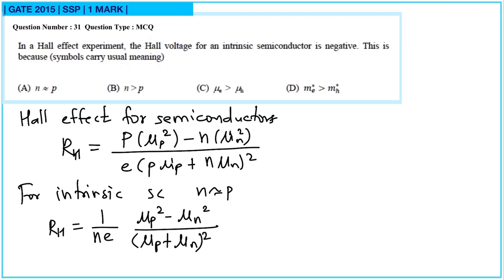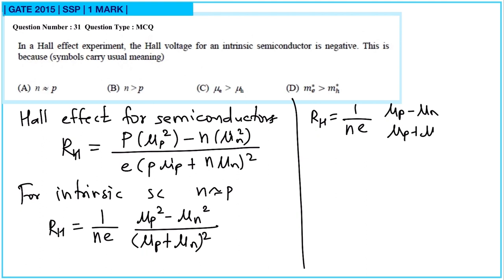This is a square minus b square, which can be written as a plus b, a minus b, and it will cancel out with denominator a plus b. So RH is equal to 1 upon ne, and in numerator we will get mu p minus mu n upon denominator mu p plus mu n. So this is the formula. But we know mobility of electrons is greater than mobility of holes, so mu n is greater than mu p. That means this Hall coefficient RH is going to be less than 0, that is it will be negative. So option C is correct.